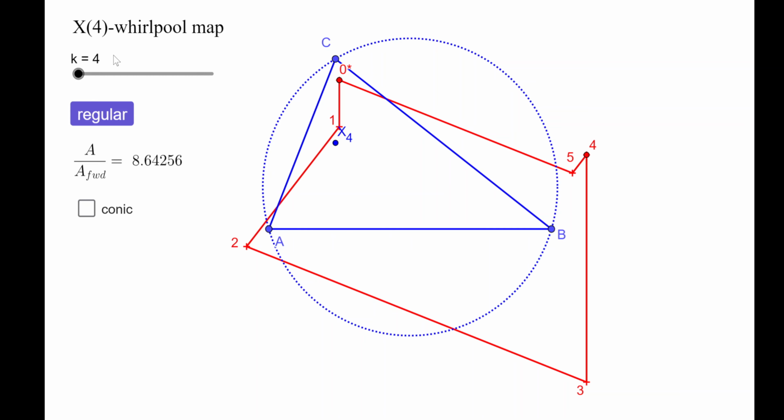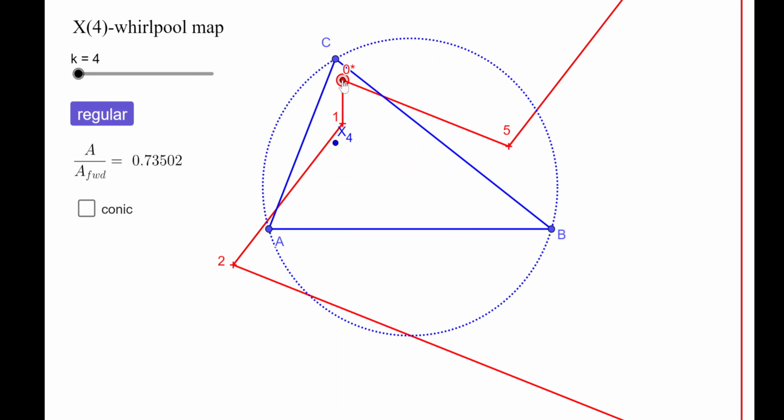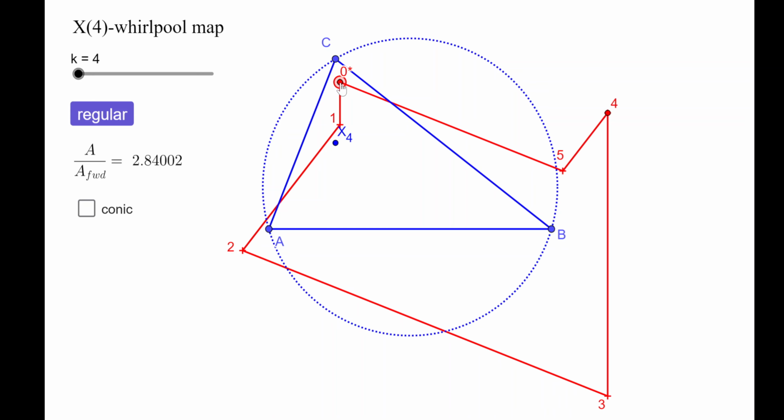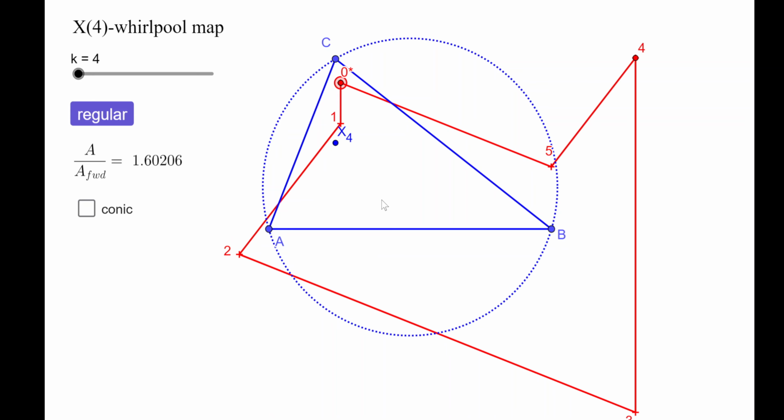Okay. And what you find out with the X4 Whirlpool map is that within 6 applications of the map, irrespective of the triangle ABC and your starting location, you close the map. So after 6 applications of the X4 Whirlpool map, 1, 2, 3, 4, 5, on the 6th application, you return to point 0. And you get this hexagon, the red hexagon, asymmetric. Each one of its sides is perpendicular to the base of the iteration triangle.